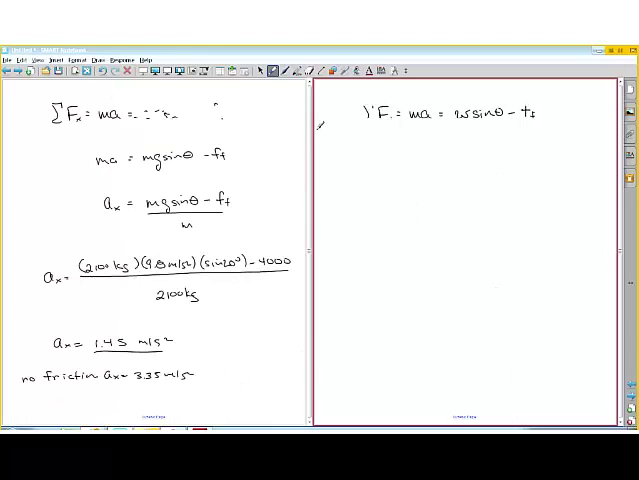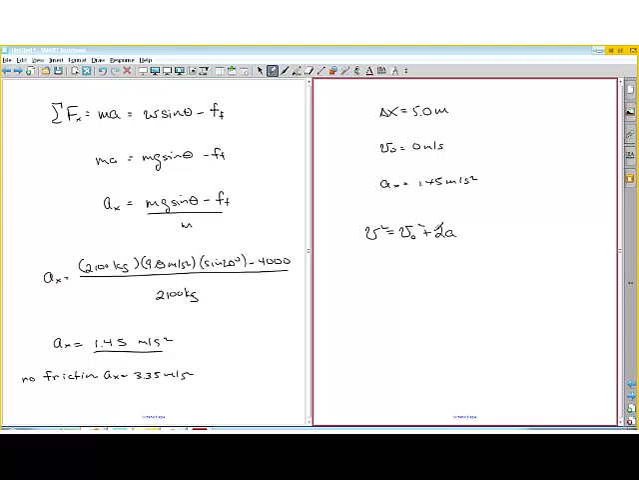Now we use kinematic equations, and we're trying to figure out the velocity. So what do we know? We know delta x is 5 meters. We know that v0 is 0 meters per second. And we know the acceleration in the x direction is 1.45 meters per second squared. So knowing these three things, we have equation number 4, which is v squared is equal to v0 squared plus 2a delta x.